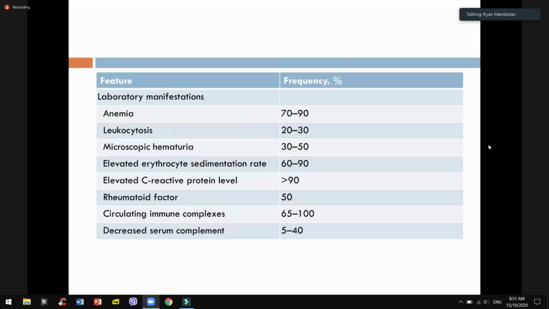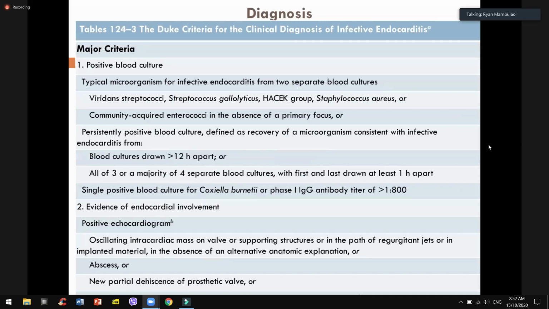Laboratories, of course: there is leukocytosis, anemia can happen, and elevated erythrocyte sedimentation rate and C-reactive protein, which are indications of an inflammatory process. Okay? So Jones criteria is for diagnosing rheumatic heart disease; don't get confused. That's a common mistake among students. Even we consultants sometimes mix them up. Duke criteria is for infective endocarditis.